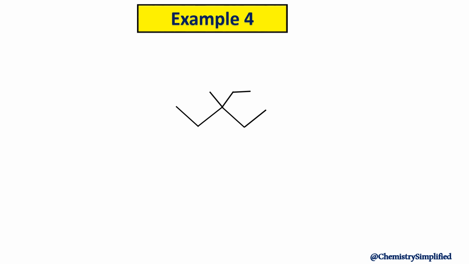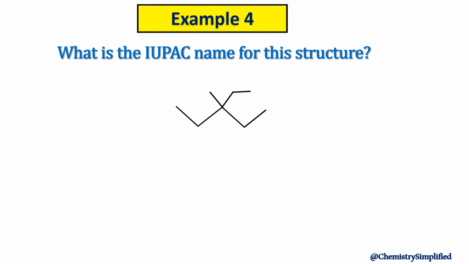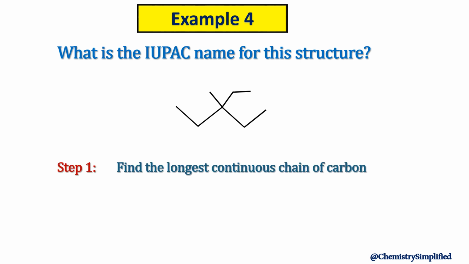Example number 4. Let's try to name this one here. Step number 1, find the longest carbon chain. This is our longest continuous chain. And this would be a branch. And that's another branch. So we can see both branches are located on the same carbon.